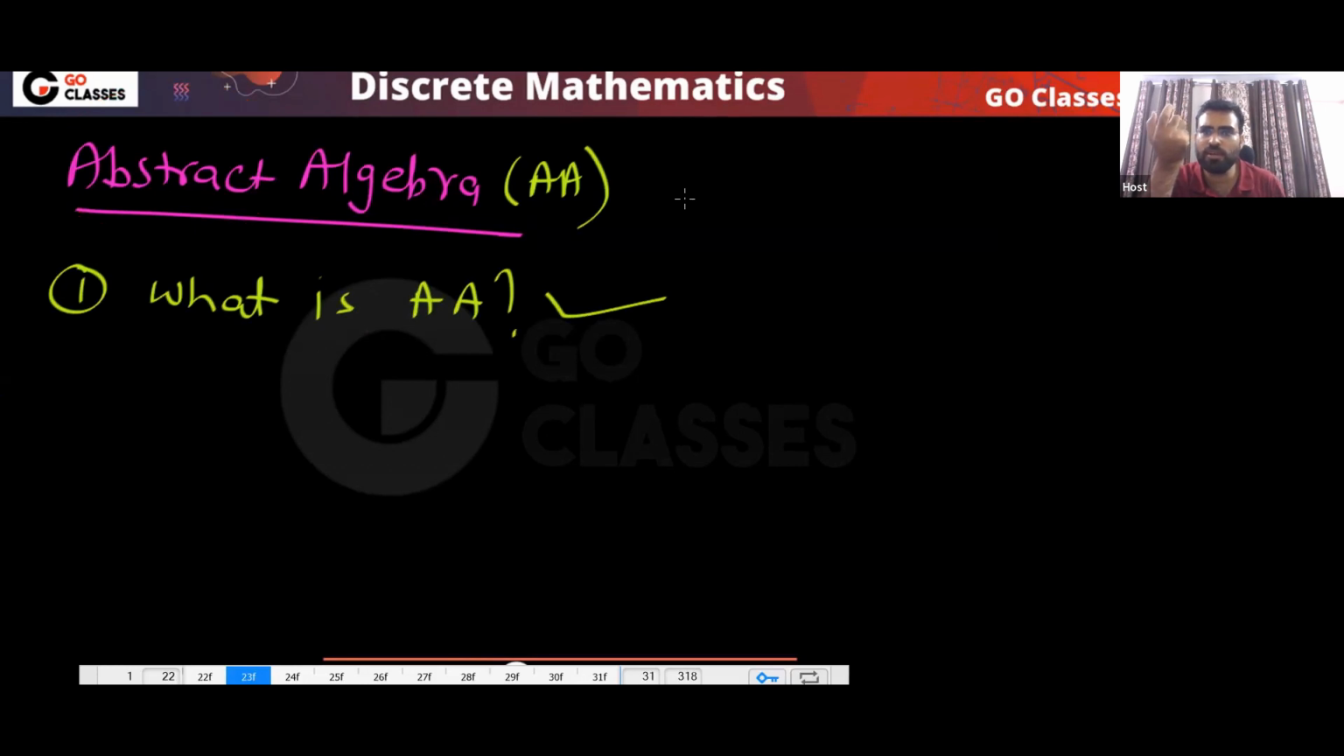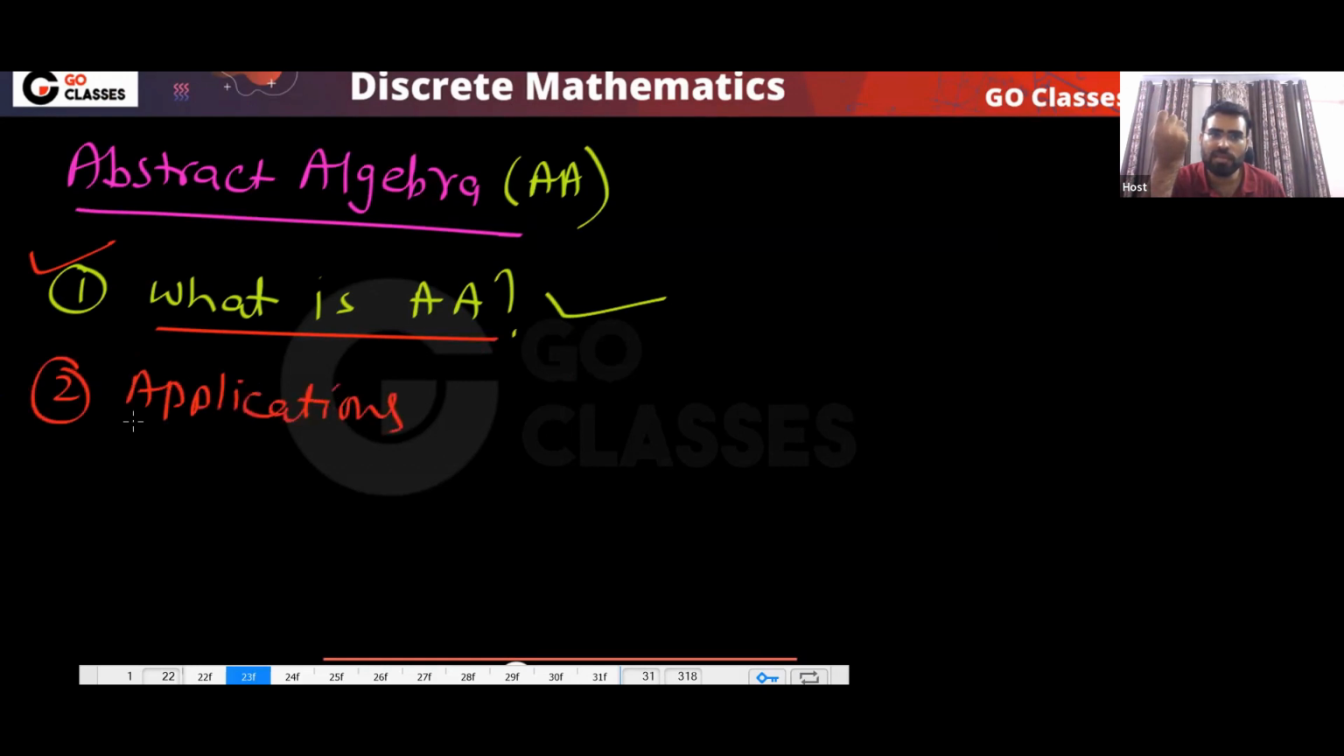What is abstract? That also you got to know, right? Abstract versus specific. This we already know. What is abstract algebra? This is the study of abstract structures. Very simple. And now you also know the applications. In every field you have applications of abstract algebra.